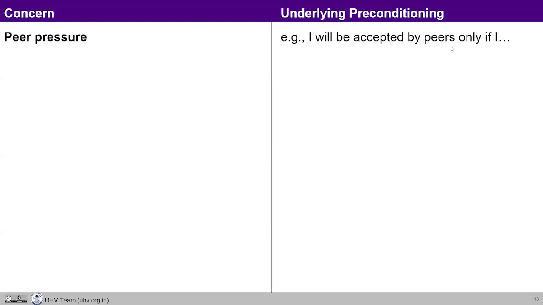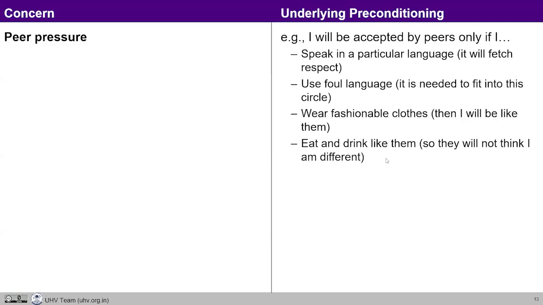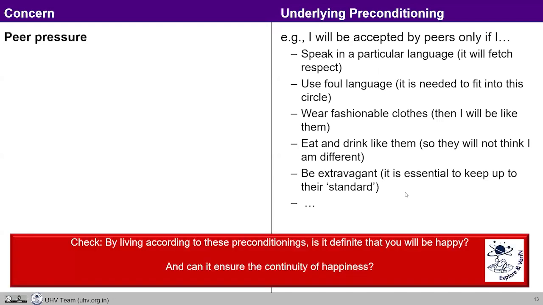For example, I will be accepted by my peers only if I speak in a particular language because it fetches respect. Use foul language, it is needed to fit into my friend circle. Wear fashionable clothes, then they will like me. Eat and drink like them, so they will not think I am different. Be extravagant, it is essential to keep up to their standards so that I am related to them. And so many could be there. The child has to look into one's own imagination and find out what is there as an assumption in the child, the conditioning in the child.